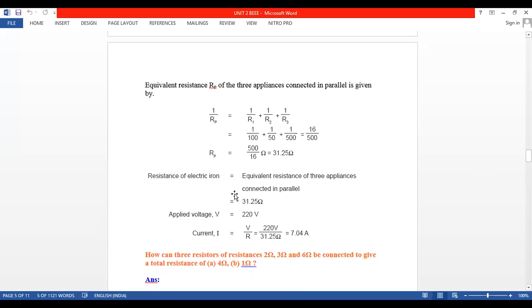So what is the problem they are mentioning? Resistance of electric iron. One more iron box is added to the equivalent resistance. Therefore, what is the equivalent resistance? 31.25. They are connected in parallel. So total current flowing through the iron box is nothing but V by R.